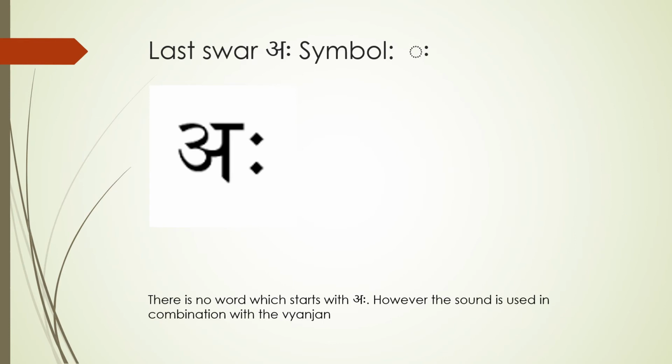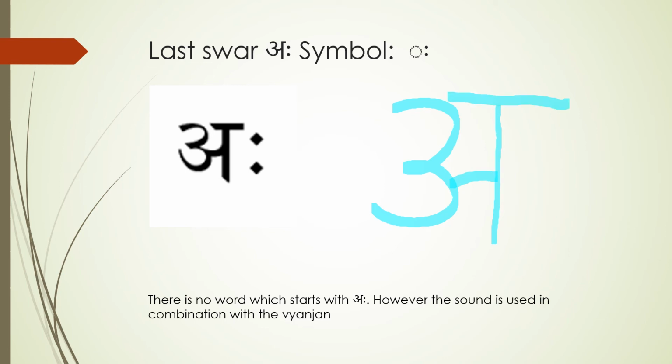The last swar in our list is Ah. It has a pronunciation from your chest. And the symbol is two dots similar to a colon beside the letter. Let's see how to write that. Write an A, which is a 3, a horizontal line, a standing line beside it, the top line, and just beside the A put two dots to make it an Ah.